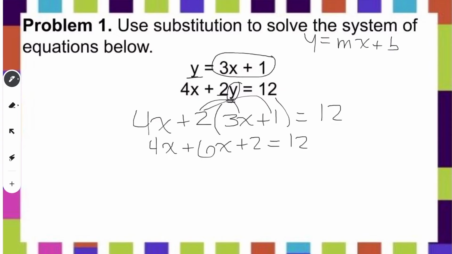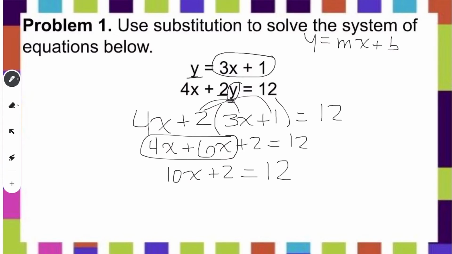Next, I see I'm done distributing, so I'll combine my like terms. I see on the left side 4x and 6x are like terms because they are both variable terms. 4x plus 6x gives me positive 10x. I bring down my plus 2, bring down my equal sign, and I bring down my 12. I'm done combining like terms because I don't see any like terms on the same side of the equation, so I move on to inverse operation.